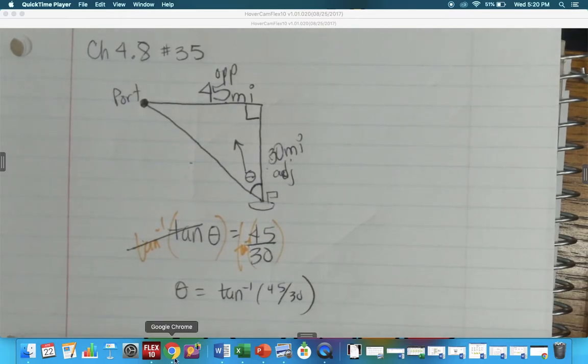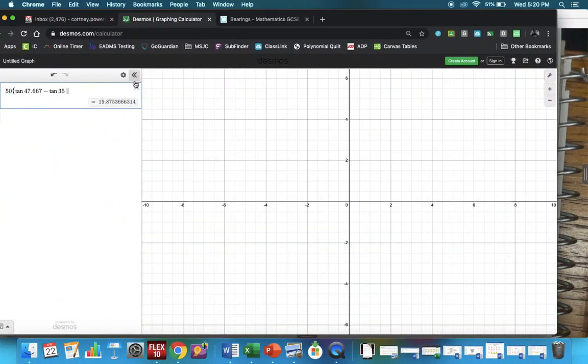All right, so I'm just going to type that one in, just to confirm. So tan inverse, I'm going to put arctan, and then in parentheses, I want 45 over 30. And I get 56.31. So we'll say theta is 56.31 degrees.